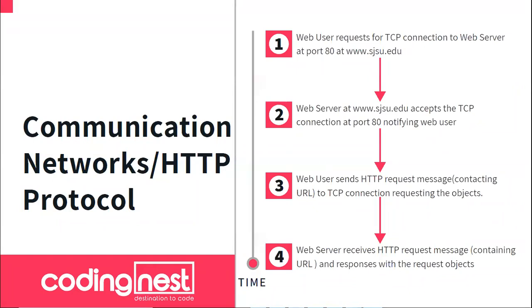There are a lot of requests and responses that happen between a client, which is a web browser, or it could be a tool, or anything, and your web servers. Once the index of that site is available, the first thing is that a web user requests a TCP connection to the web server at port 80, which is the default. Then the web server accepts the TCP connection at port 80 and notifies the web user.